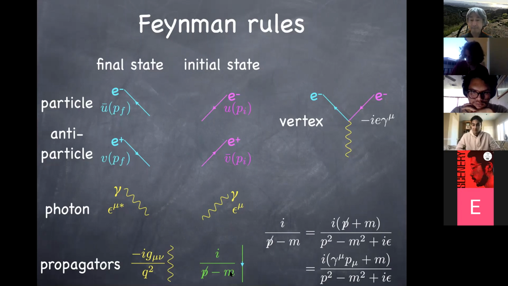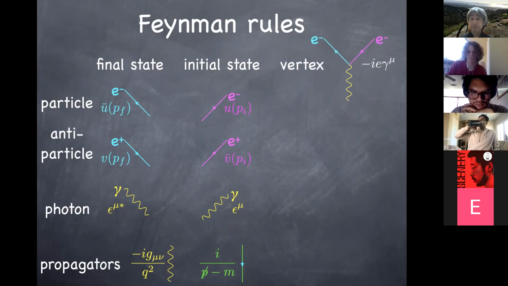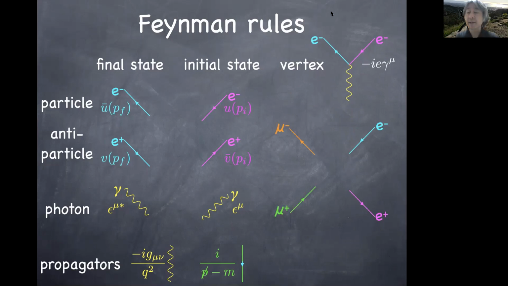Okay, any questions about that, about this propagator for the electron and initial and final states for the photon? Everything okay? Good. Then we can start thinking about other examples of scattering processes. For example, this is a process. Oh, there's a question in the chat.